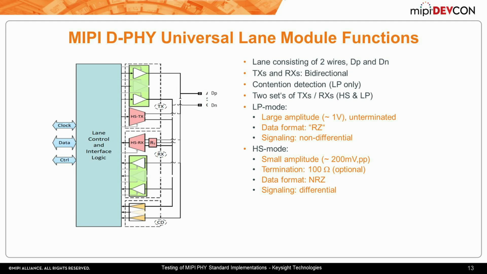And that has an impact both on measurements that we might make on our transmitter as well as on our receiver, and how we make those measurements and what kind of test equipment we're going to choose for that. So we have 1 volt unterminated large amplitude signaling for LP mode, and here we see the 200 millivolts right here.